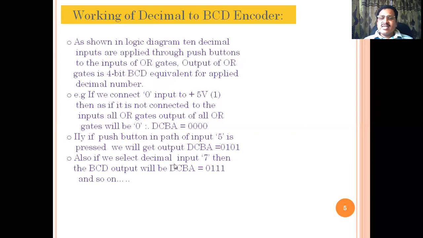Also, if we select decimal 7 by pressing the switch in the path of the 7 number line in the diagram, logic 1 is forced. From that line, you have the connection for 3 OR gates: C, B and A. Only D does not have the connection, so its output will be 0, but C, B, A will be 1, 1, 1. So 0111 is the BCD code for a decimal input number 7.